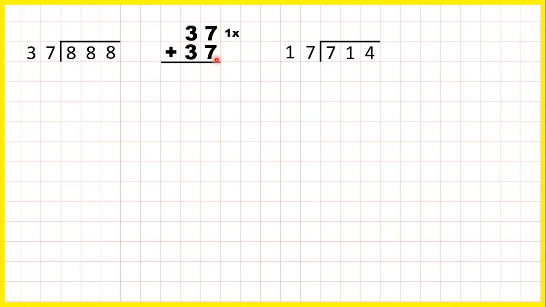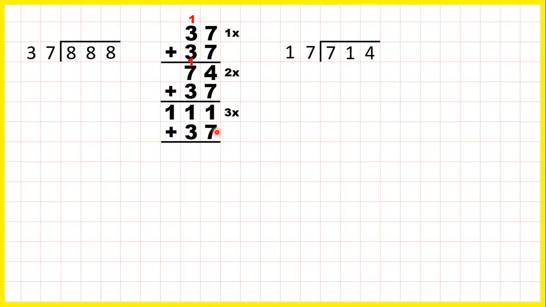Then if we add another 37, we get 74 for 2 times. Add another 37, we get 111 for 3 times. Another 37, that's 148 for 4 times. And if we add one more 37, we get 185 for 5 times. And we can be confident that we haven't made a mistake in our calculations, because 5 times any number always ends in a 5 or 0. And here we can see that 185 ends in a 5.